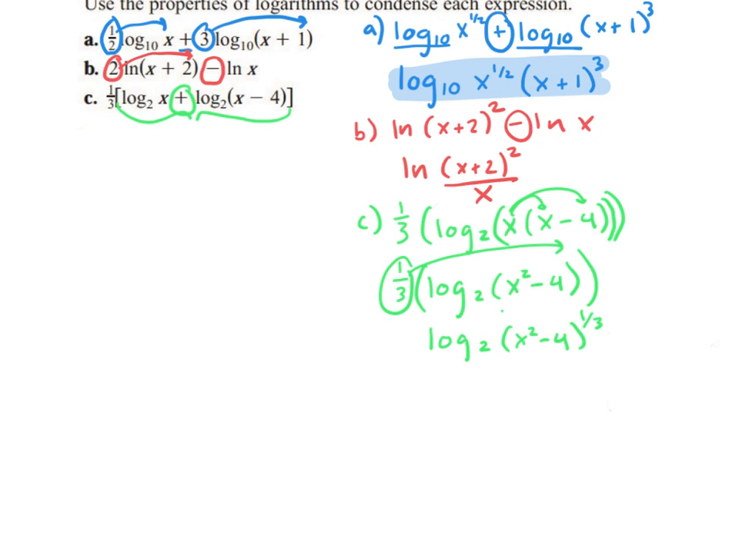Now I don't know how WebAssign is going to make you write the answer. It could make you leave it like this, or it could ask you to change the fraction in your exponent to a root. So this would be log base 2 and then the cube root of x squared minus 4. So this is the same thing as this. I would accept either answer, but I don't know how WebAssign makes you write it. So just know that these two are the same thing.